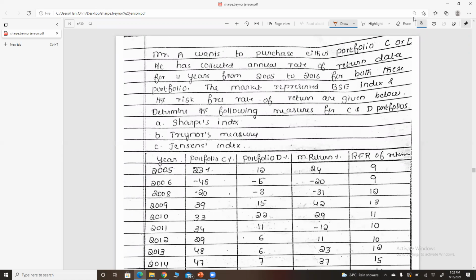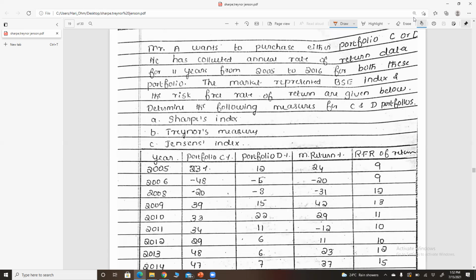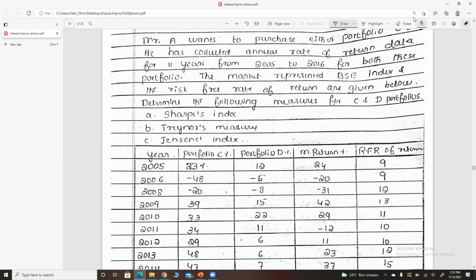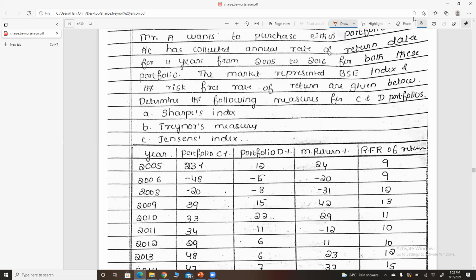Mr. A wants to purchase either portfolio C or D. He has collected annual rate of return data for 11 years, from 2005 to 2016. For both these portfolios, the market represented by the BSE index and the risk-free rate of return are given below. Determine the following measures for C and D portfolios: Sharpe index, Treynor's measure, and Jensen's index.